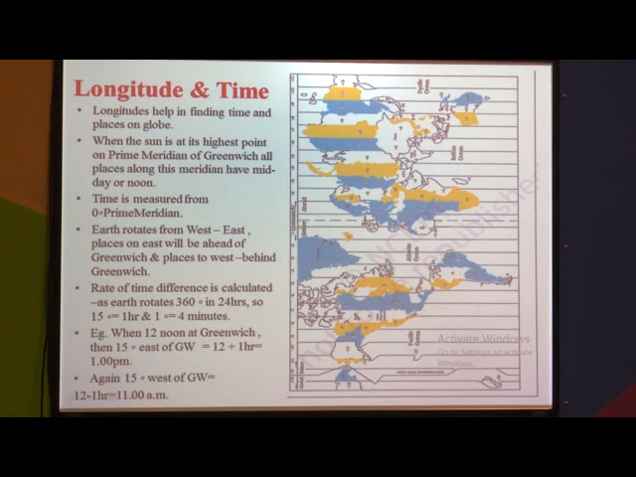Same thing we will repeat for the western side also, but the western side will be behind, by minus. Here the time will go back. Suppose the countries situated 15 degrees longitude on the western side, then they will be behind. If it is 12 o'clock here, then the countries on this longitude will be 1 hour late, meaning the time there will be 11 o'clock.